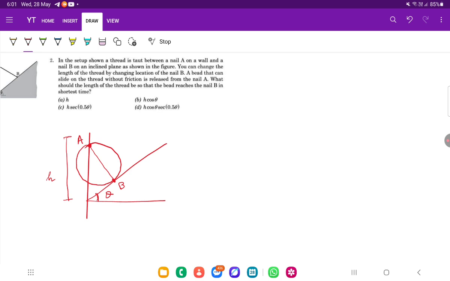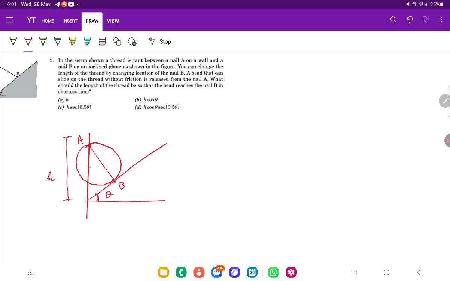Or wait, this is asking about the length, so we can relate anyway. We are just supposed to find that in what path it will have the minimum time. Then you can answer any of the questions, time or length of the thread, whatever. So I'm again repeating that minimum time will be elapsed in the case when inclined surface is tangent to this vertical circle.